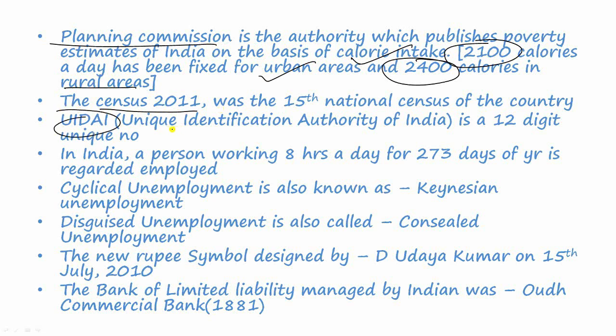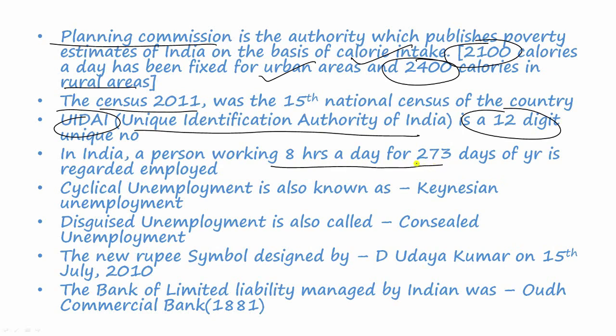UIDAI means Unique Identification Authority of India. It is a 12-digit unique number. In India, a person working 8 hours a day for 273 days a year is regarded as employed. Cyclical unemployment is also called Keynesian unemployment, and disguised unemployment is also called concealed unemployment. The new rupee symbol was designed by D. Udaya Kumar on 15th of July 2010.